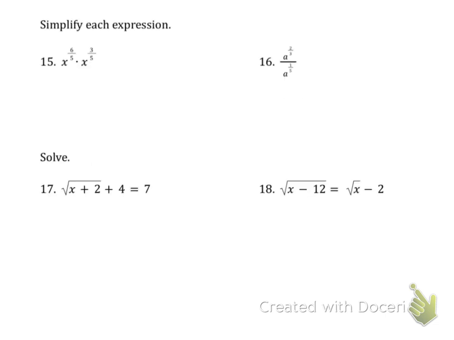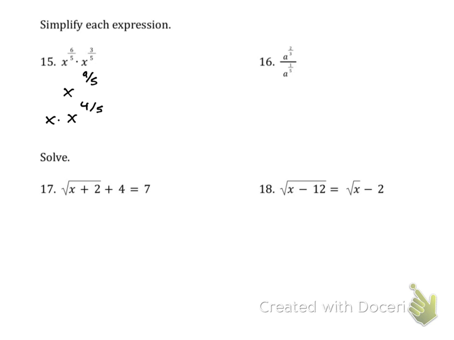15. Multiply variables. Add the exponents. 6/5 plus 3/5 would give me 9/5. That is an acceptable answer. You could also say x times x to the 4/5.